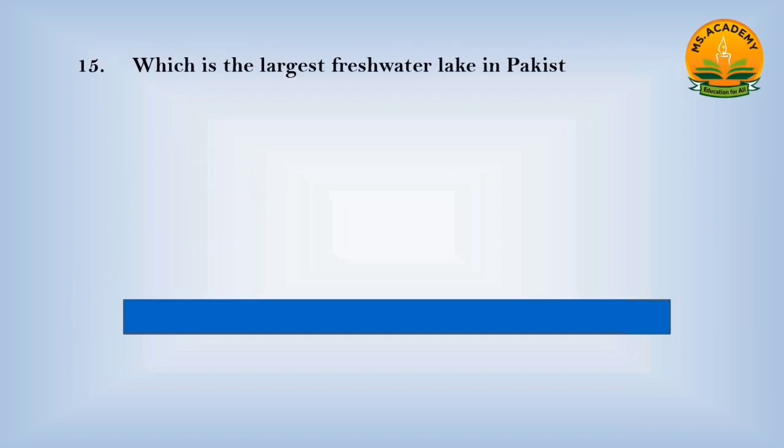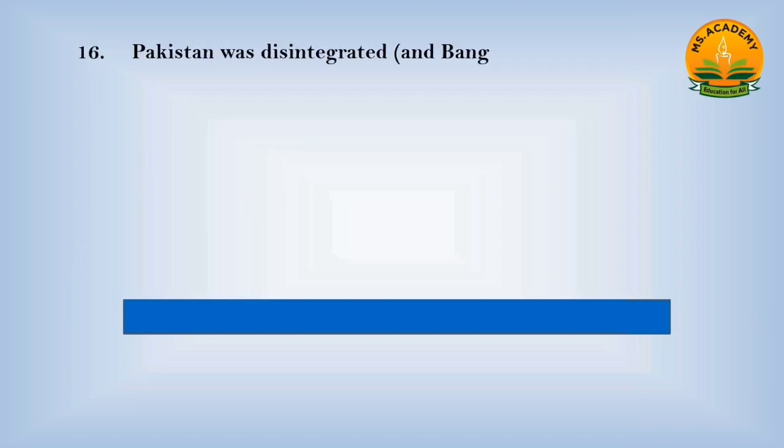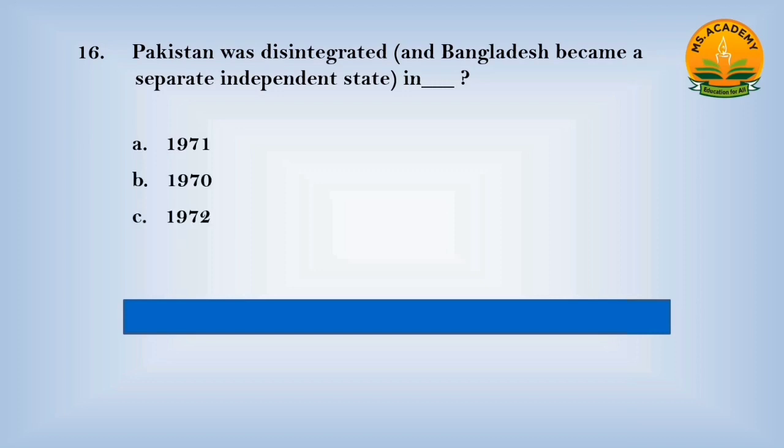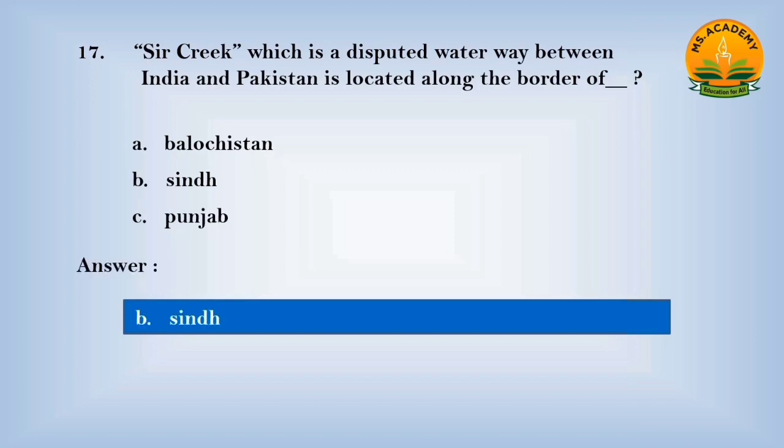Which is the largest freshwater lake in Pakistan? A. Manchar Lake, B. Kinjar Lake, C. Rawal Lake. Answer is A. Manchar Lake. Pakistan was disintegrated and Bangladesh became a separate independent state in dash. A. 1975, B. 1970, C. 1972. Answer is A. 1971. Sir Creek, which is a disputed waterway between India and Pakistan, is located along the border of dash. A. Balochistan, B. Sindh, C. Punjab. Answer is B. Sindh.